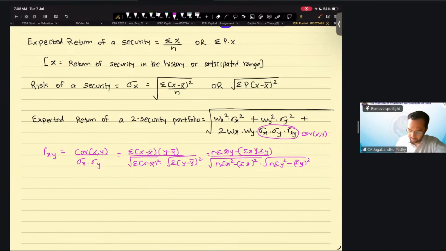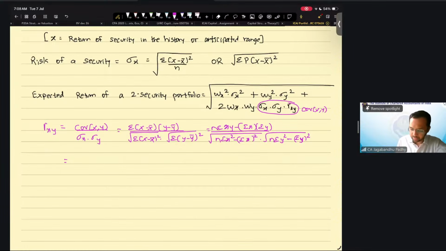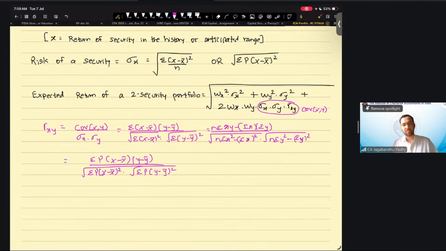Okay. And if you have the probability scenario, then it goes like summation of p into x minus x bar, y minus y bar, the whole divided by square root of summation p into x minus x bar square and summation p into y minus y bar square. So that's the correlation between x and y.